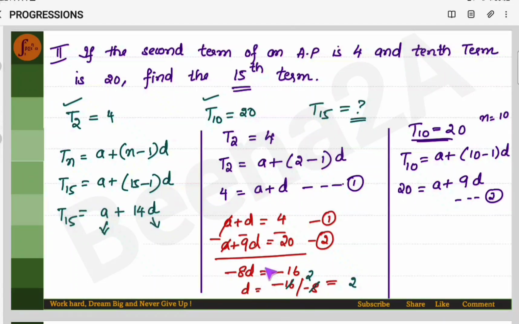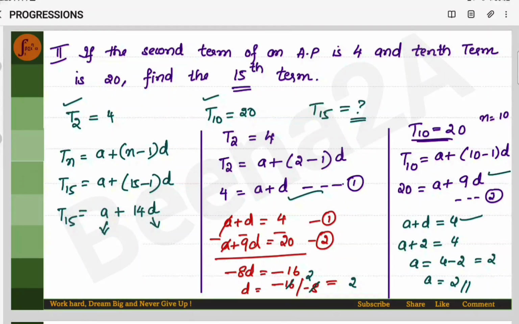Now using d, we'll find out a. We can use any one of these equations. We can use a plus d equal to 4. What is d? 2. A plus 2 is equal to 4. We'll substitute d with 2. A plus 2 is 4, which means a is 4 minus 2, which is 2. So a is equal to 2. See, we can use either this equation or this equation and substitute the value of d. When you substitute the value of d, you will get the value of a. So now we have both the a value and the d value.